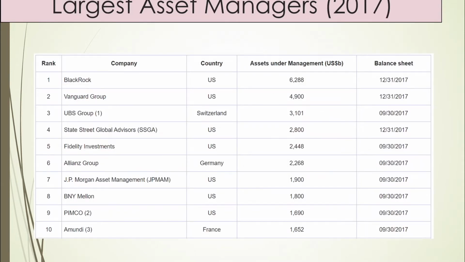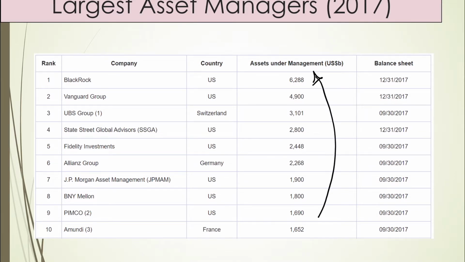So just for some context, let's take a look at the largest asset managers in 2017. So the largest investment companies here, you can see BlackRock was number 1, Vanguard 2, UBS, and you can work your way down. But you can see here that there is a substantial amount of assets under management of these top 10 companies. So these investment companies certainly have a large amount of assets that they are managing for their investors.